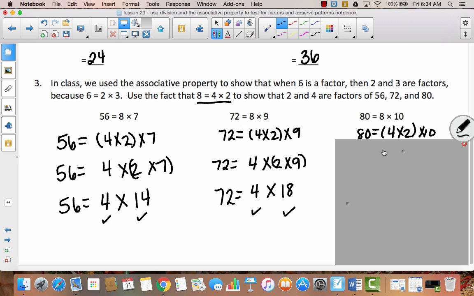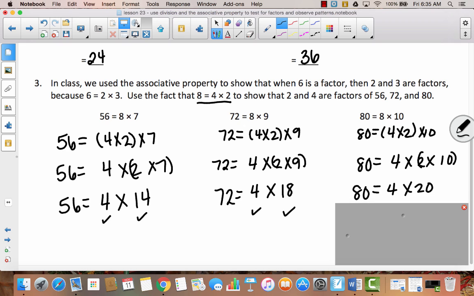Okay, so instead of multiplying 4 times 2 first, I went ahead and rewrote that as 4 times 2 times 10, but using the associative property, I'm multiplying 2 times 10 first. So 4 times 2 times 10 is the same thing as 4 times 20. Therefore, I know that 8 and 10 are factors of 80, and so are 4 and 20.